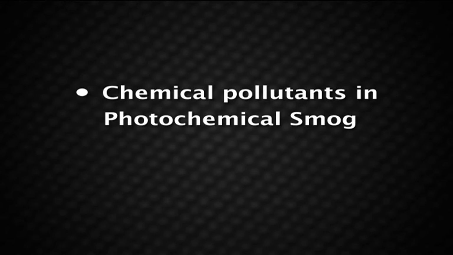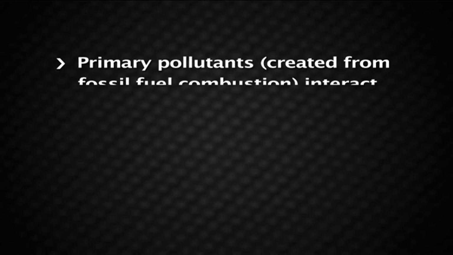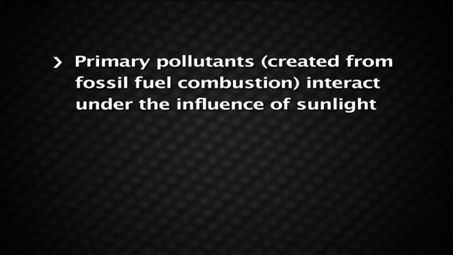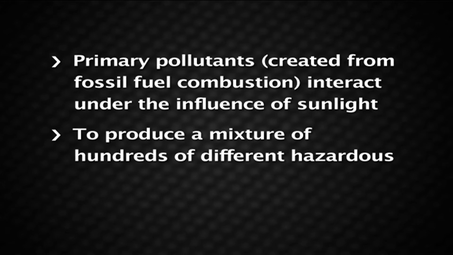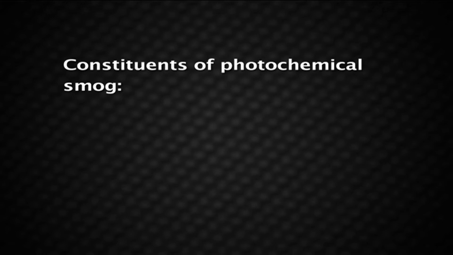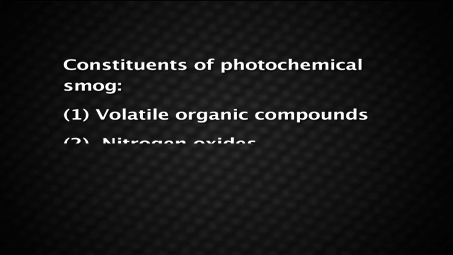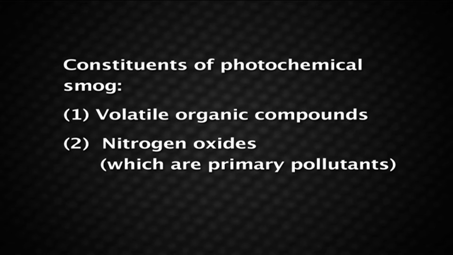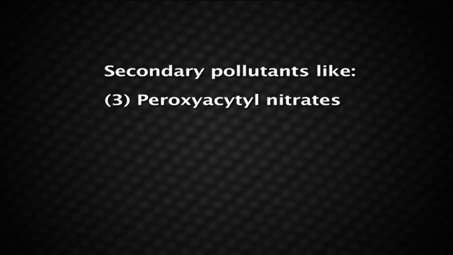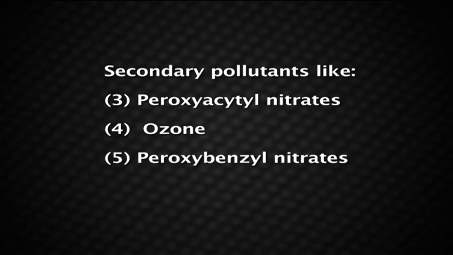Chemical pollutants in photochemical smog. Photochemical smog is a state that develops when primary pollutants, which are created from fossil fuel combustion, interact under the influence of sunlight to produce a mixture of hundreds of different hazardous chemicals known as secondary air pollutants. Some typical constituents of photochemical smog are volatile organic compounds and nitrogen oxides, which are primary pollutants. And some secondary pollutants are peroxyacetyl nitrates, ozone and peroxybenzyl nitrates.